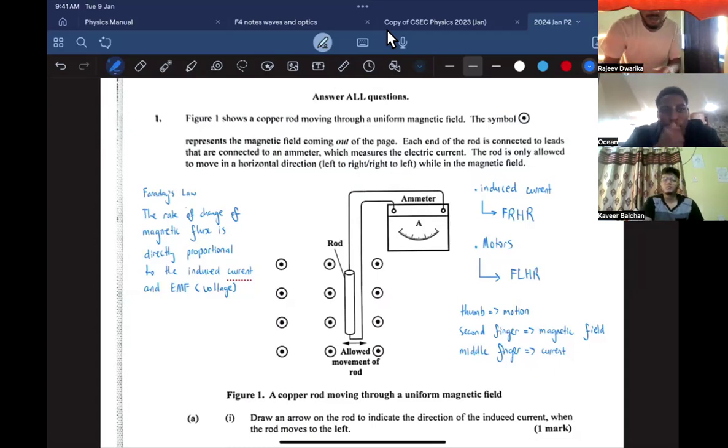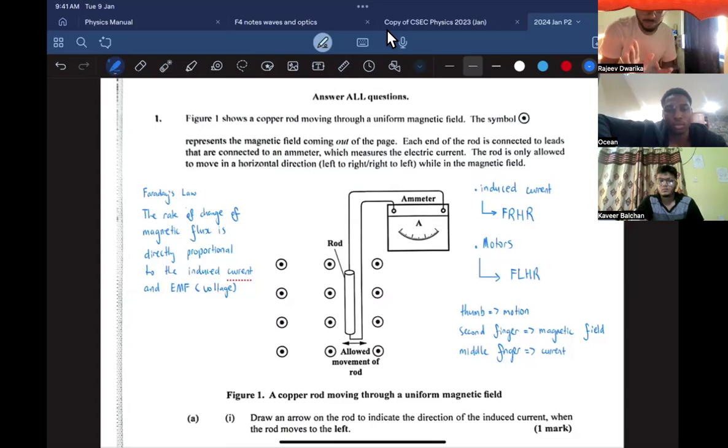One more time, right? So your first finger is in motion. In this question, you're moving your rod to the left. Your second finger is a magnetic field. The magnetic field has to be facing you. And the middle finger will tell you the direction of the current. So in this question, you're making sure your thumb is pointing to the left and your second finger is facing you. And automatically, you'll figure out what the current is.